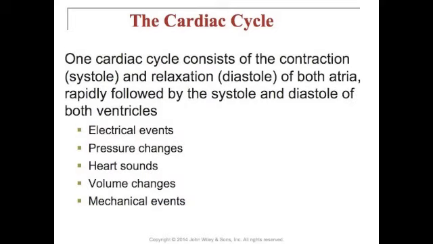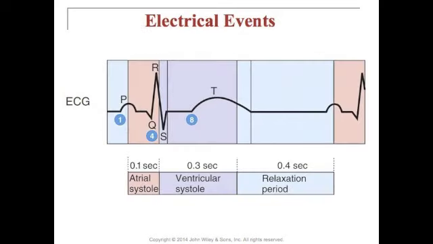One cardiac cycle consists of the contraction, systole, and the relaxation, diastole, of both atria, rapidly followed by systole and diastole of both ventricles. This includes electrical events, pressure changes, heart sounds, volume changes, and mechanical events. So this figure spans the next several slides, and this is figure 20.14 on page 750. But we can see we've got our EKG diagram, and at step 1, a depolarization of the SA node causes atrial depolarization marked by the P wave in the EKG.